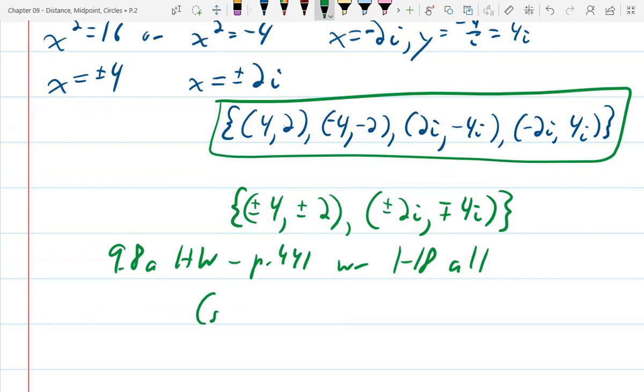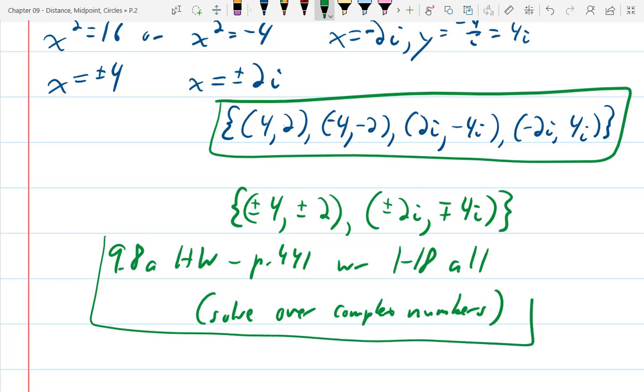Your directions are to solve over the complex numbers, meaning if there's i's in there, you need to use them, you need to show them. That's what solve over the complex numbers means. What if I just wanted to solve and not have the i's? What would I say? Solve over the real numbers. So real numbers means everything you can graph. Two of those intersection points you would have seen by graphing. One of them you would not.